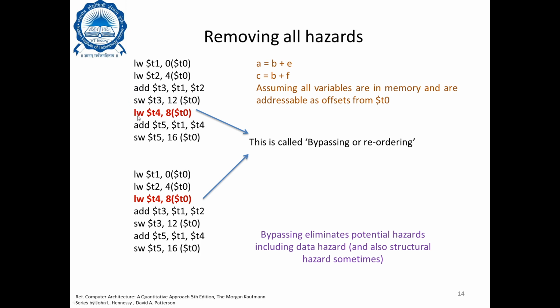and then shift the remaining ones below, then it becomes something like this: LW $t1, $0, then LW $t2, then $4 $t0, and then again LW $t4, which is this one goes here, comma $8 $t0, and the remaining remains as it is. By going with this, you will be able to eliminate all the potential hazards, including data hazards and also structural hazards most of the time. Okay, so let us see how this bypassing or reordering of instruction helps you to achieve that.